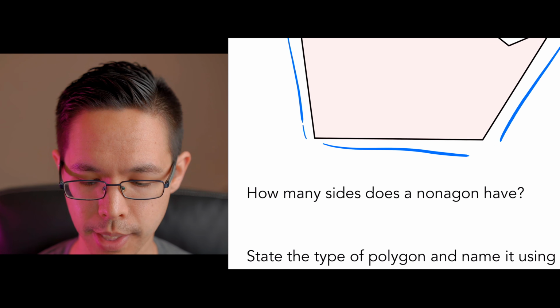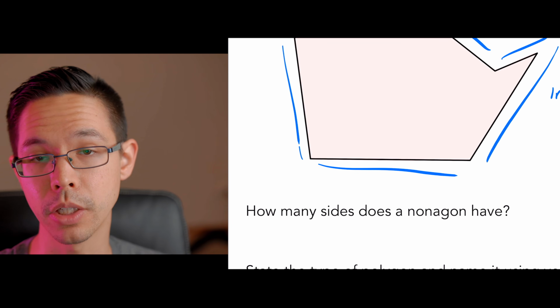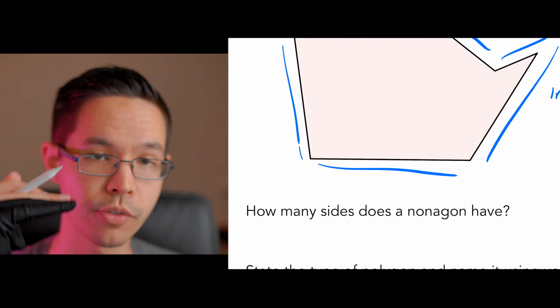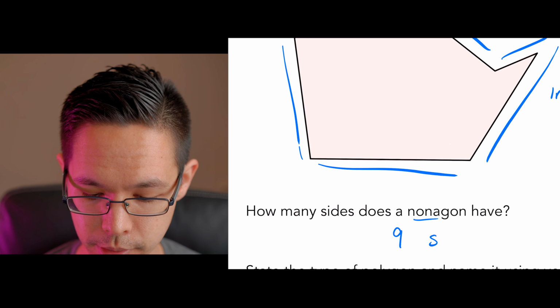Next question, how many sides does a nonagon have? Nonagon, well, if we refer to the table that we had earlier in the video, which had all the different number of sides and what name it has, nonagon means 9 sides, so that's the answer, so 9 sides.